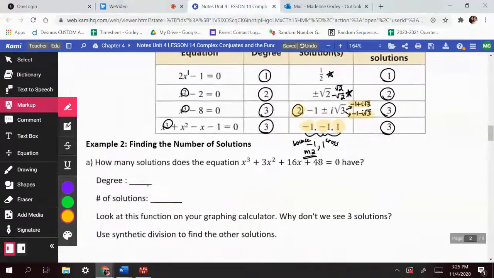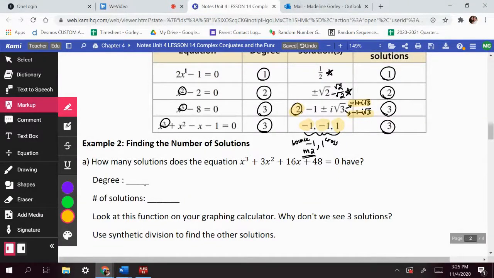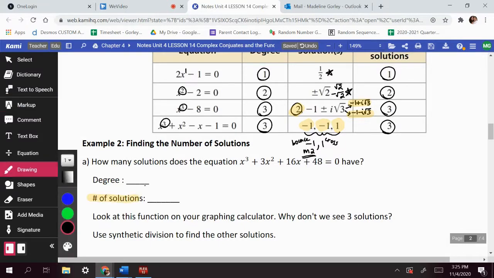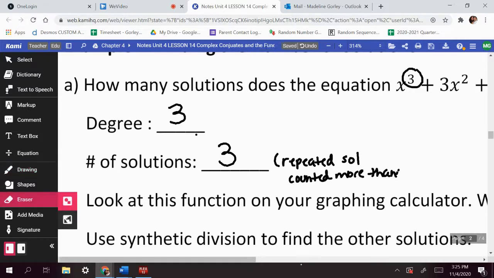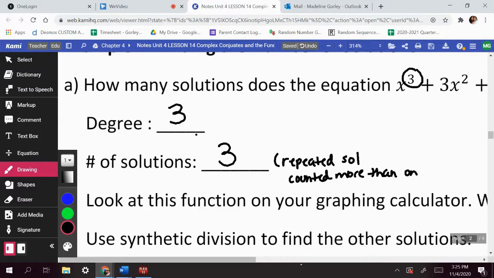Okay, so in example 2, it says finding the number of solutions. How many solutions does this equation have? And we're assuming when we're saying number of solutions, that repeated solutions would be counted more than once. So here this is a degree 3 polynomial, so it should have 3 solutions. Again, I'm just going to put repeated solutions counted more than once. So whenever we're talking about number of solutions, we want to keep in mind the repeated solutions are going to be counted more than once.